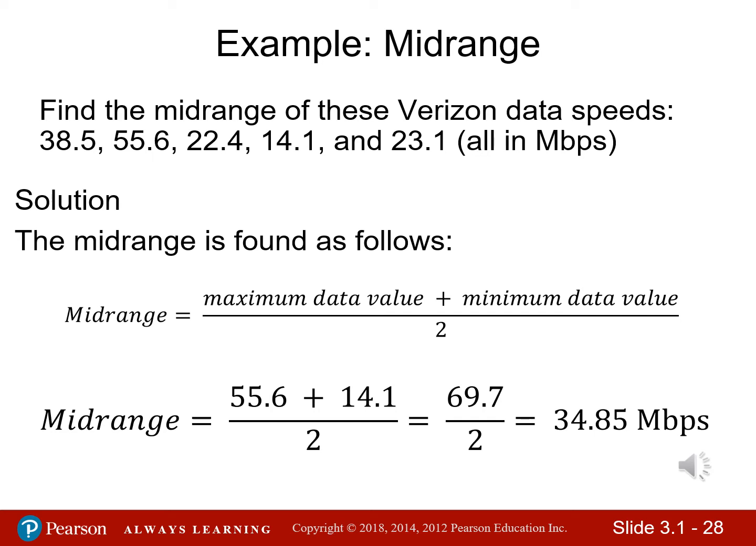Let's continue using our Verizon data set, and we'll find the mid-range for the Verizon data speeds. In that data set, we have a high value of 55.6 and a low value of 14.1. So our mid-range would be 55.6 plus 14.1 divided by 2, which equals 34.85 megabits per second.